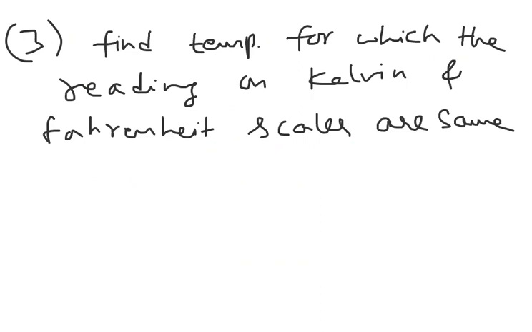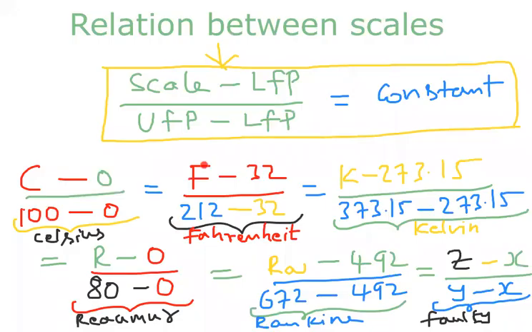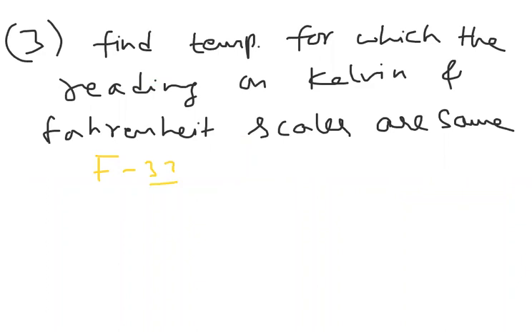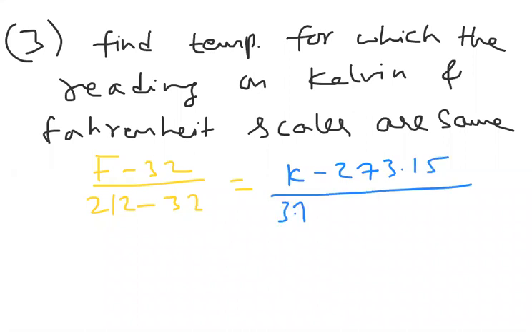Fine. First of all, what's the relation between those two? We already noticed that if you take the Fahrenheit temperature F and the Kelvin temperature K, this is the relation: F minus 32 by 212 minus 32 is equal to K minus 273.15 by 373.15 minus 273.15. So this is the relation between them.